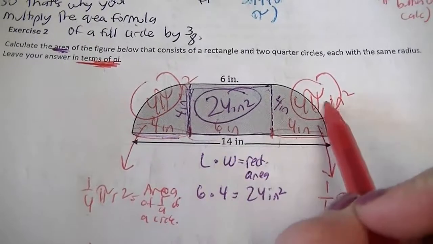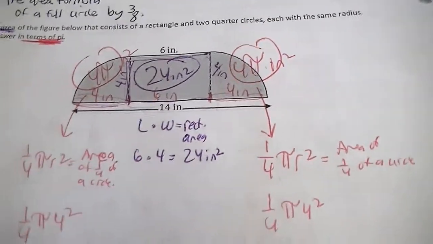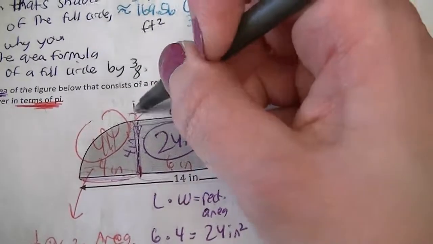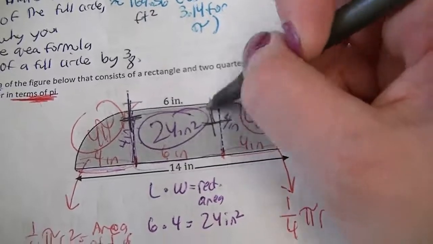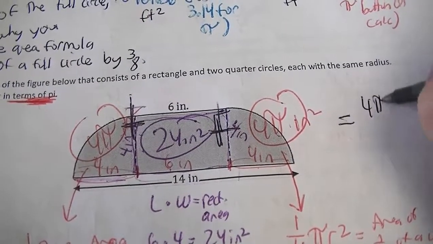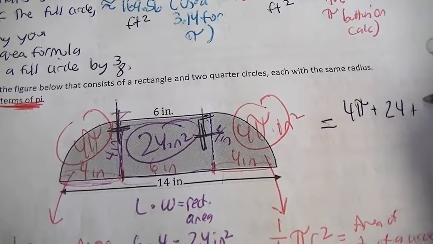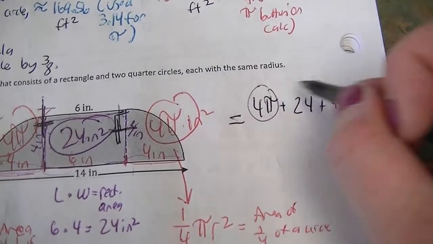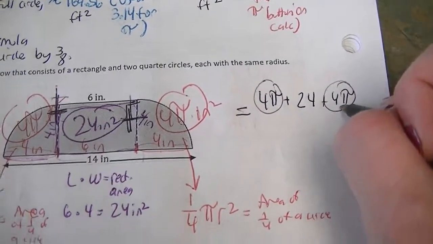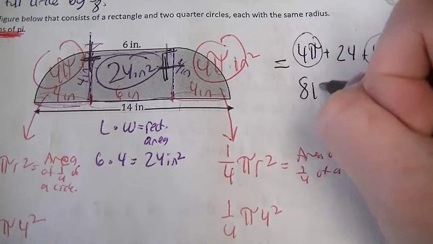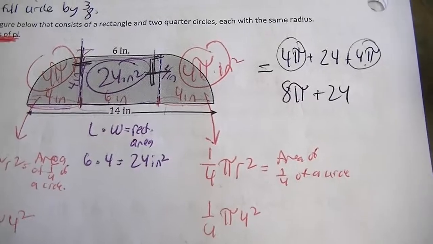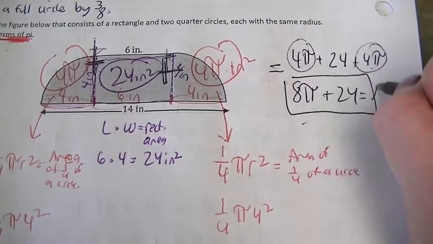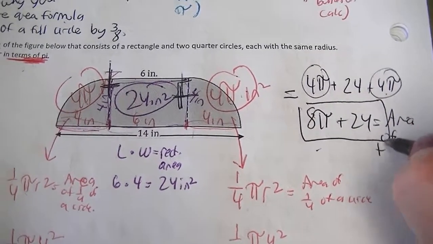Sorry for not labeling. Now I'm going to add all these together, okay? So here's what that would look like. I'm going to add this guy plus this guy plus this guy. And that would be 4 pi plus, I'll label at the end, 24 plus 4 pi. It's going to give me the area of this. Like terms, this guy and this guy. If you got 4 pi's and you add 4 more pi's to it, you get 8 pi's. Plus 24. Okay? And since they want you to keep in terms of pi, this is your simplified answer. Area of the figure.